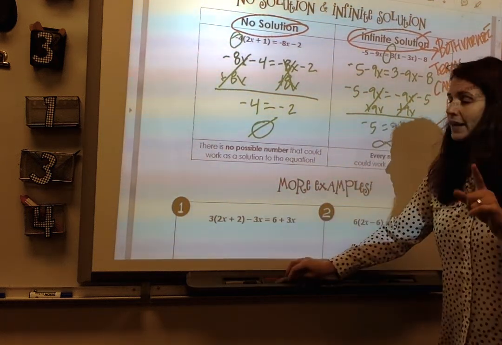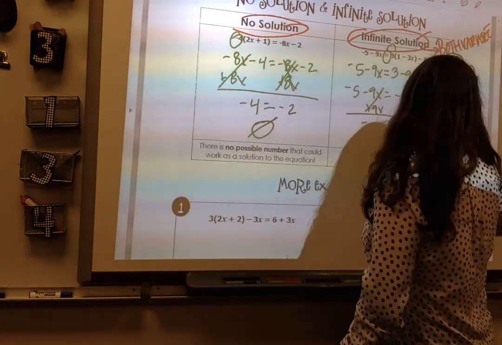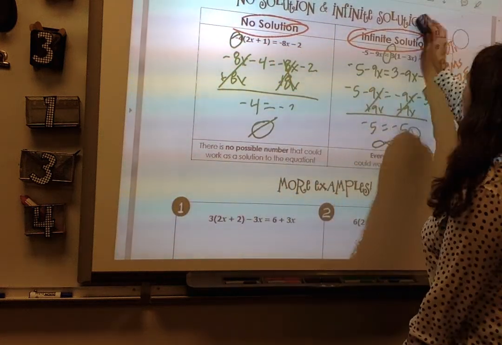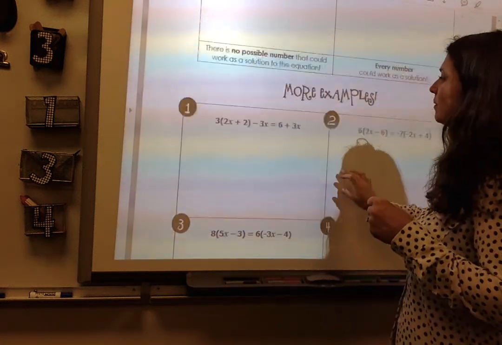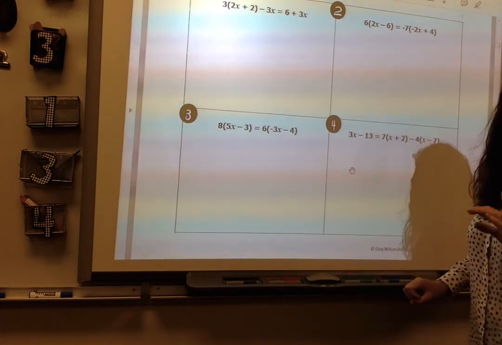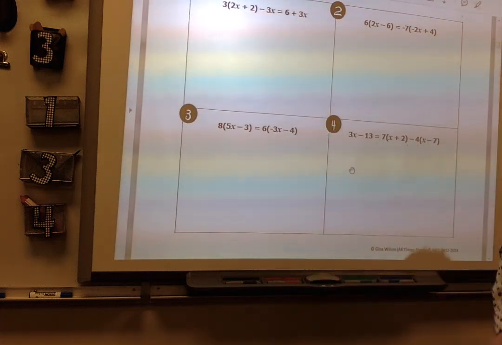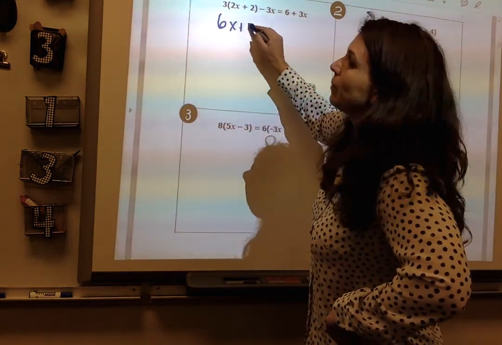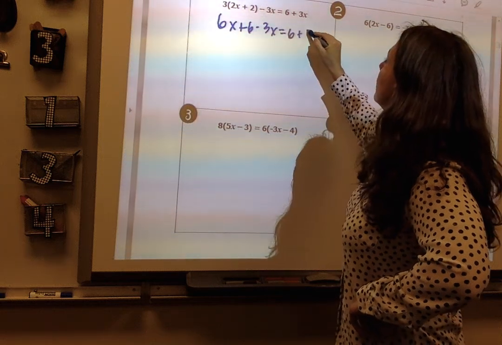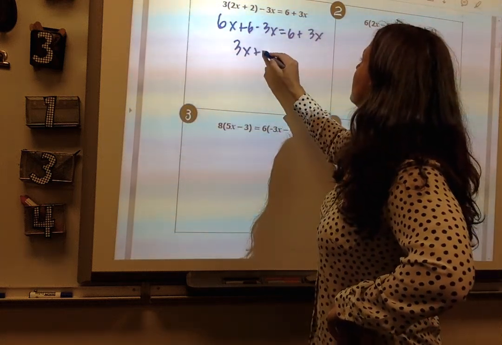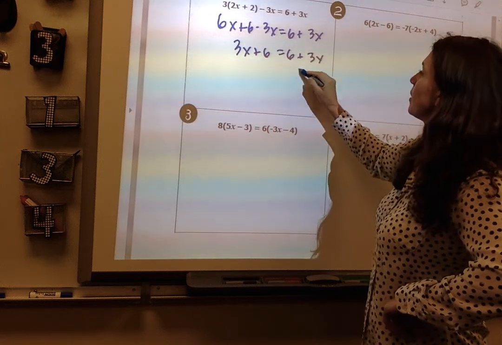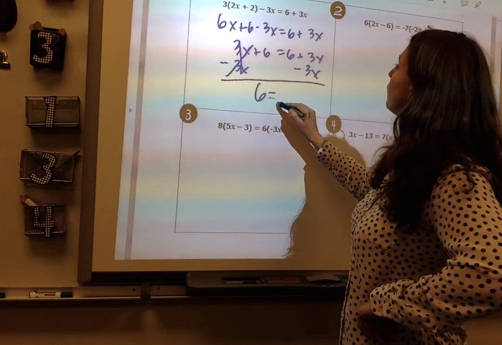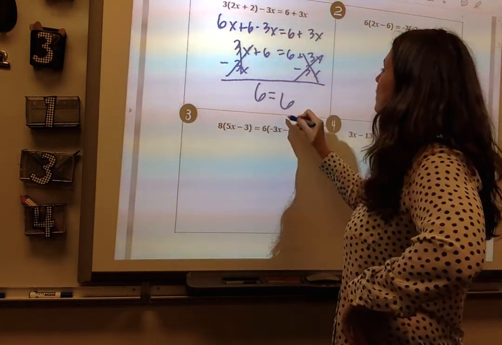They're gone. Okay? Now, what I want you to do is, below, do examples 1 through 4. So pause it, and then let's talk about what we get here. Okay, all right. So number 1, I'm going to go through these quickly because hopefully you already did them. So I get 3x plus 6 equals 6 plus 3x. I'm going to subtract my variable term on both sides. Variable term canceled, and I'm left with 6 equals 6.